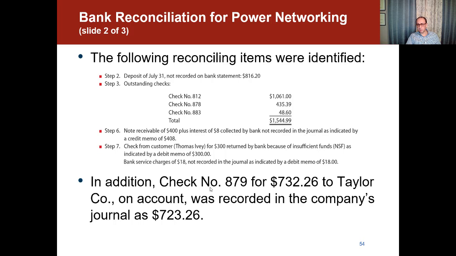In addition, check number 879 for $732.26 to Taylor Company on account was recorded in the company's journal as $723.26. So this indicates an error. As you can see here, they flipped the number, which we call a transposition. 732 was by mistake recorded as 723, and we'll see how we can record and correct this. It's an error on our side, not on the bank side, and I'll explain that in a second.